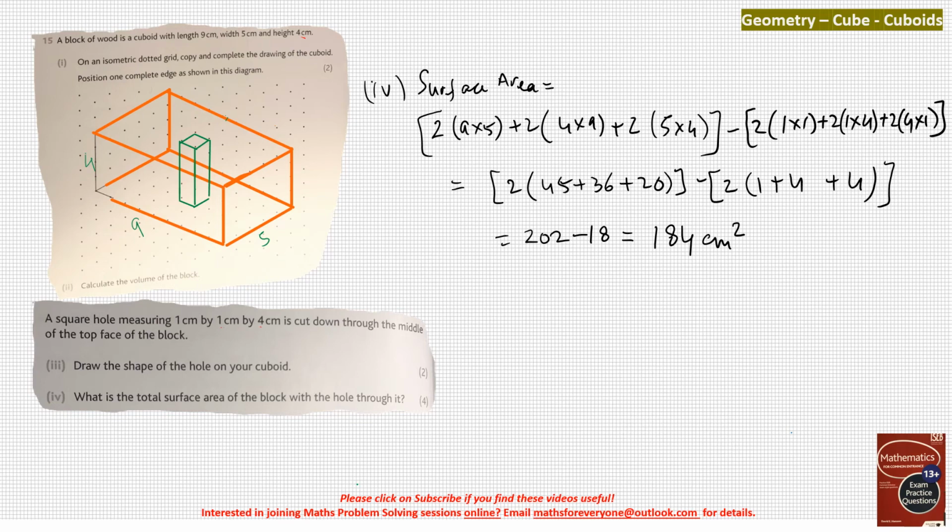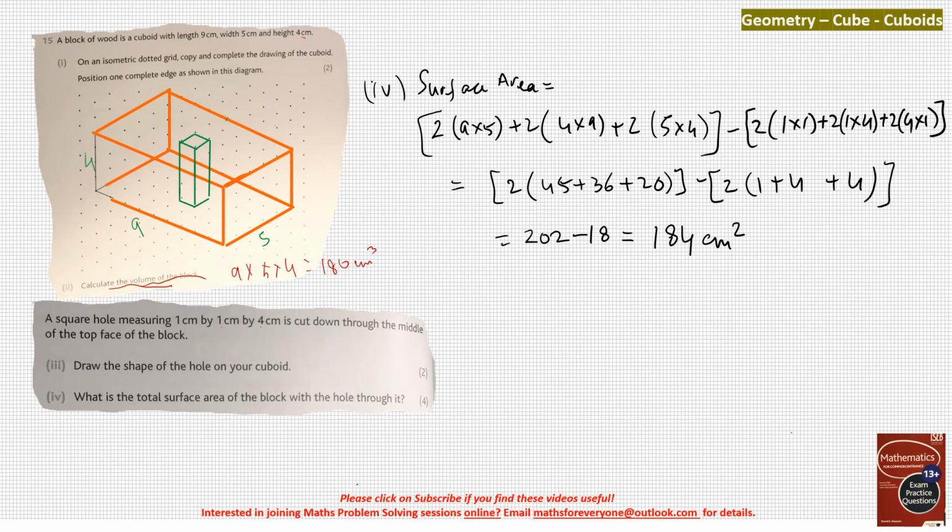The only bit remaining is the volume. The volume you can work out very easily. It's 9 times 5 times 4, that is 45 times 4. So 45 times 4 gives me 180. You have to write it as cube. Yes, so that is the volume of the whole block.